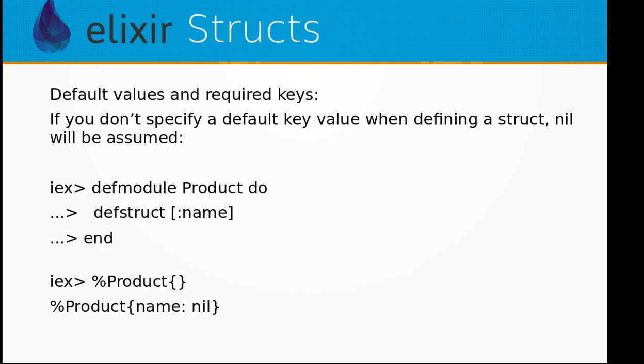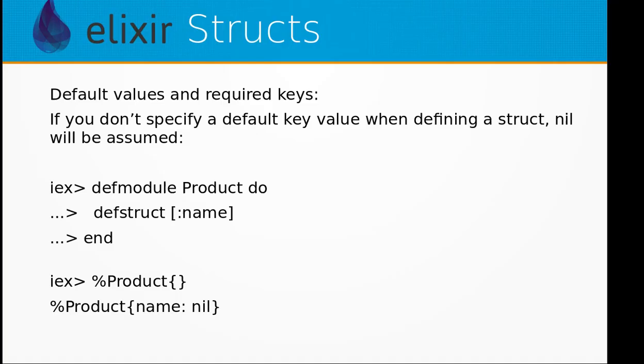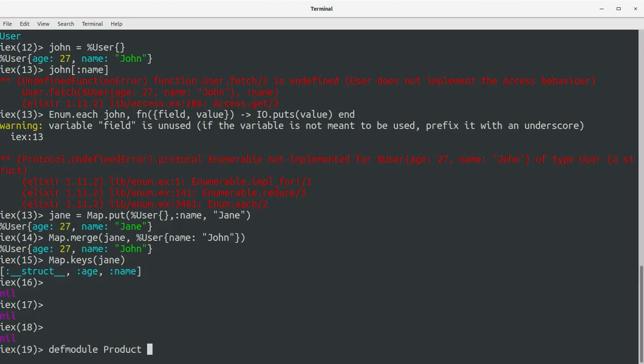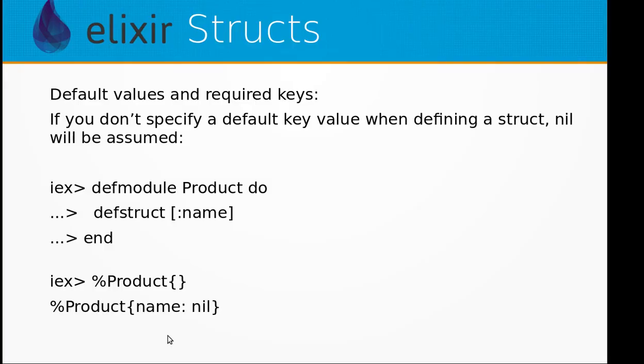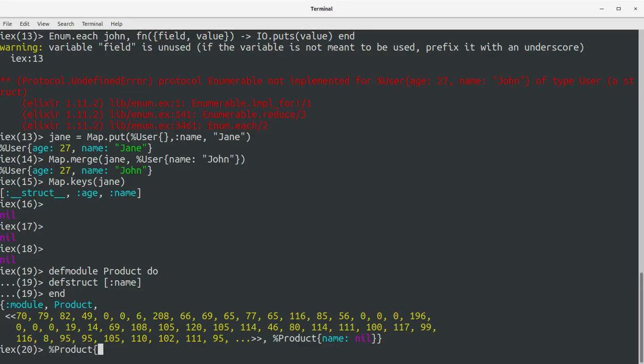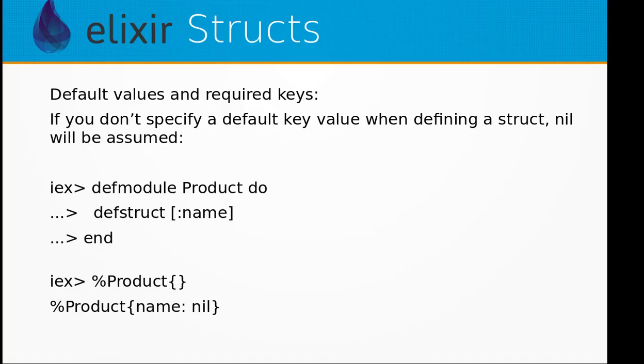Default values and required keys. If you don't specify a default key value when defining a struct, nil will be assumed. So let's say we define a module called product and we define a struct within this module and we call it name. We are not defining a value for the struct name. So if I try to run it, I get the name with an empty value nil.